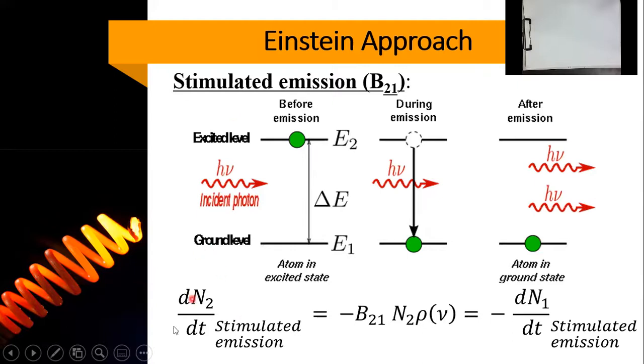Here we write the rate equation dN2 by dt equals negative, because you are losing electrons from E2, B21, which is the rate expressing this stimulated emission process, N2, your stock, and rho of mu, because again this is a frequency dependent equation. The frequency of the emitted photon should match the frequency of the incident photon. That's why there is a rho of mu function.